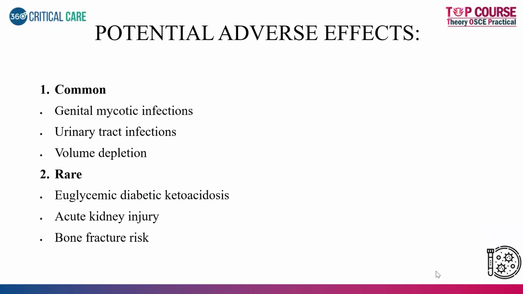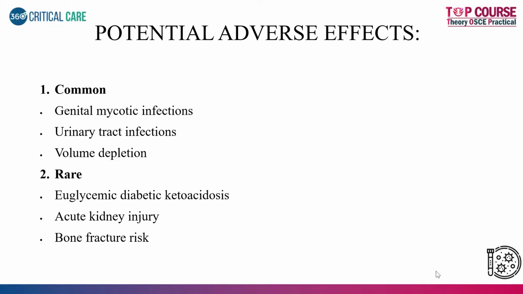Coming to potential adverse effects associated with SGLT2 inhibitors, commonly it causes mycotic infections, urinary tract infections, and volume depletion. Okay, that is because of glycosuria and natriuresis. Rarely it is known to cause euglycemic diabetic ketoacidosis, which we commonly see in patients who come to the ICU with sepsis with a background of SGLT2 inhibitors. Okay, so always, if on medication reconciliation the patient is on an SGLT2 inhibitor, and you find some ketosis present with euglycemia, probably it is because of SGLT2 inhibitors.